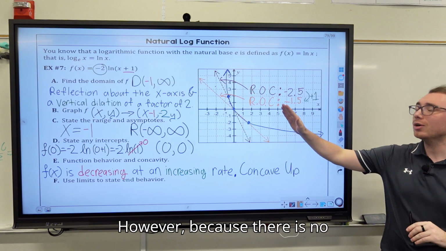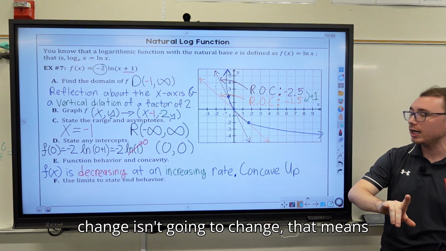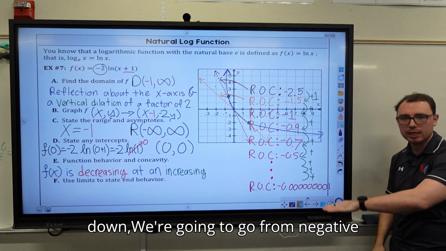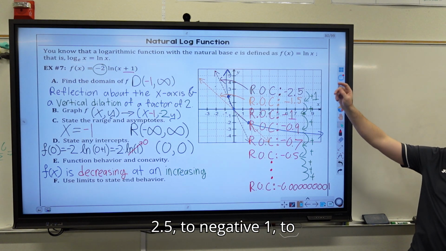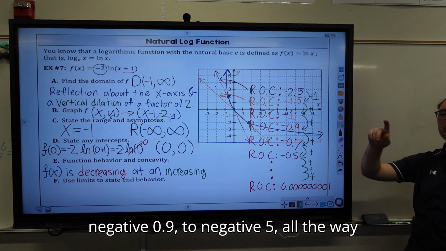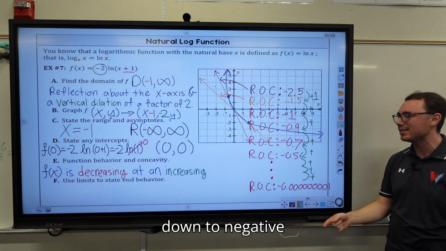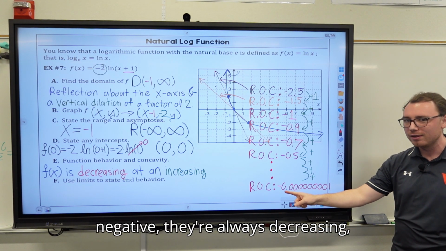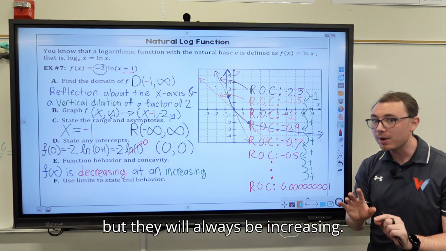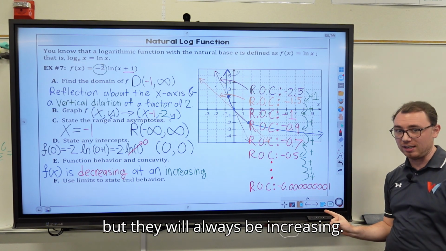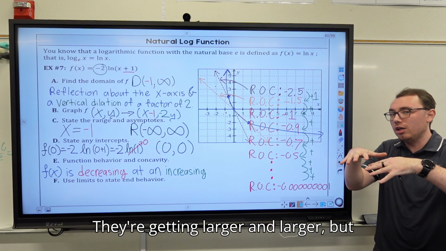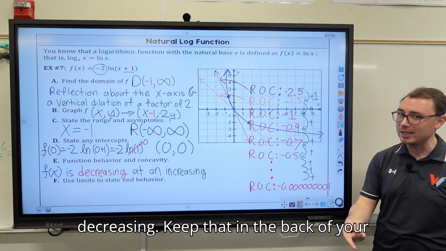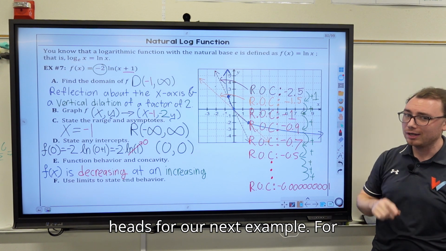However, because there is no inflection point, meaning the concavity isn't going to change, for all of these rates of change continuing down, we're going to go from -2.5 to -1 to -0.9, all the way down to -0.0000000000001. They will always be negative. They're always decreasing, but they will always be increasing. They're getting larger and larger, but there's still going to be some negative value because the function will always be decreasing. Keep that in the back of your heads for our next example.